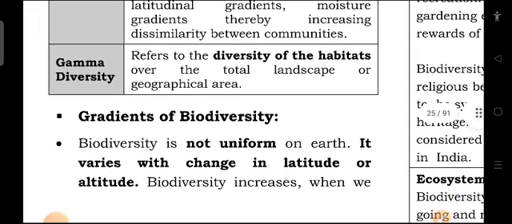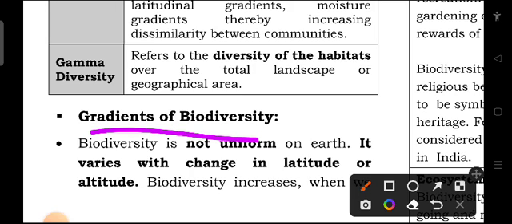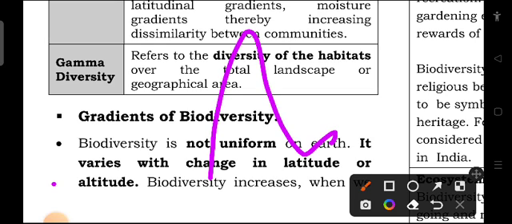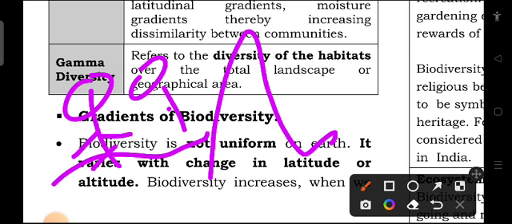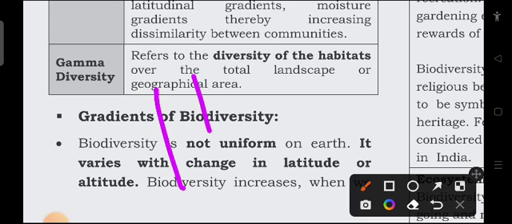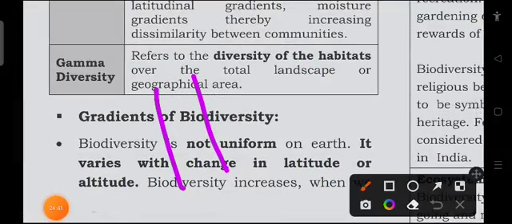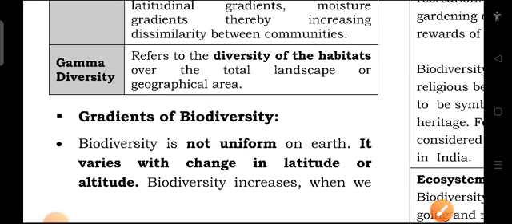Now what are the gradients of biodiversity? Biodiversity is not uniform on Earth. It varies with change in latitude or altitude. If we look at the hilly areas, the human population will be lesser there, and more in the land area. Similarly, for different species, there are certain species which are more in hilly areas. So biodiversity is not uniform. It changes with altitude and also with latitude. There are certain species which are more in the temperate region than the tropical, and certain species which are more in tropical regions and vice versa.